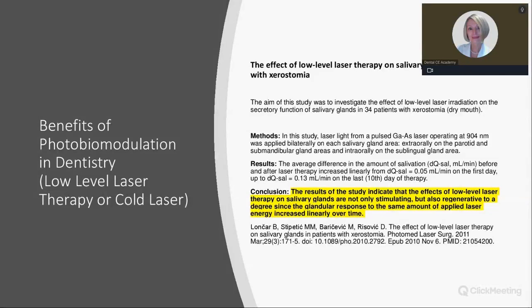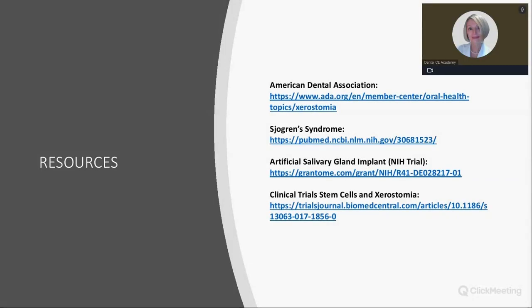This is another study. The results indicated that the effects of low-level laser therapy on salivary glands are not only stimulating, but also regenerative to a degree, since the glandular response to the same amount of applied laser energy increased linearly over time. Here are our resources here.